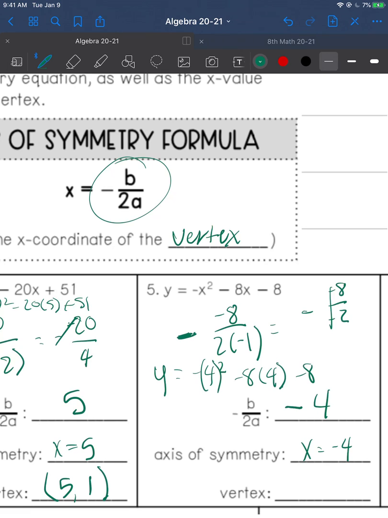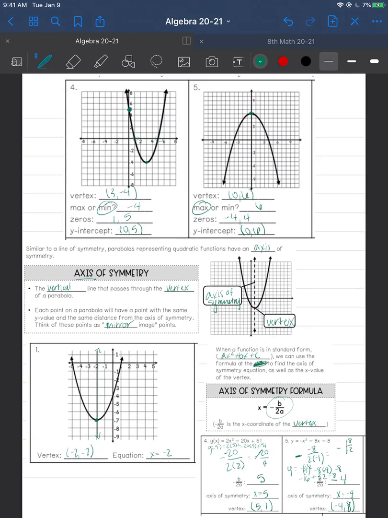4 squared would be negative 16. That's not right. Negative 4. Oh, these are negative 4. 8 times 4 is 32 minus 8. That would leave me with, if this is negative 4, then that's a positive 8. So that is how we're doing attributes of quadratics.